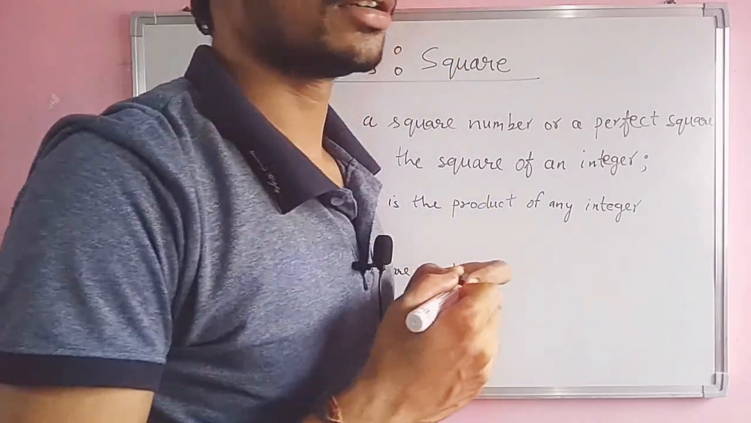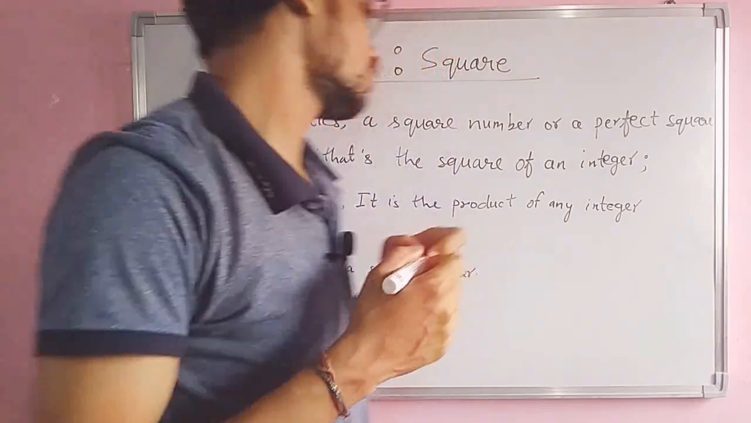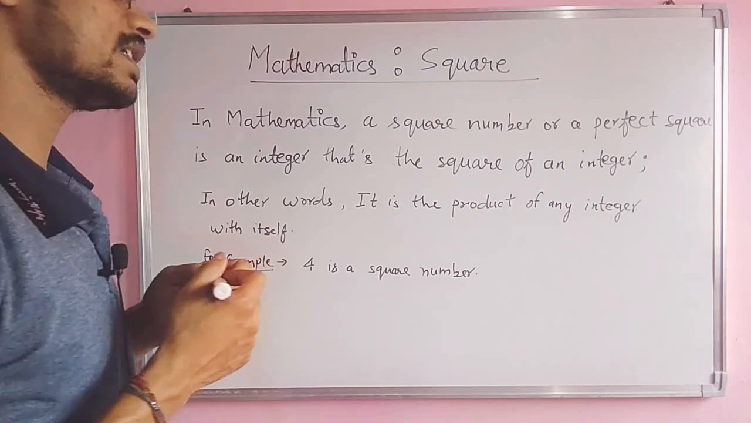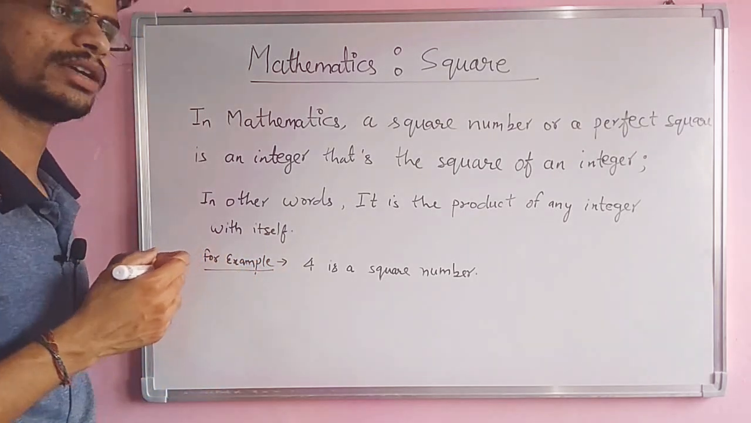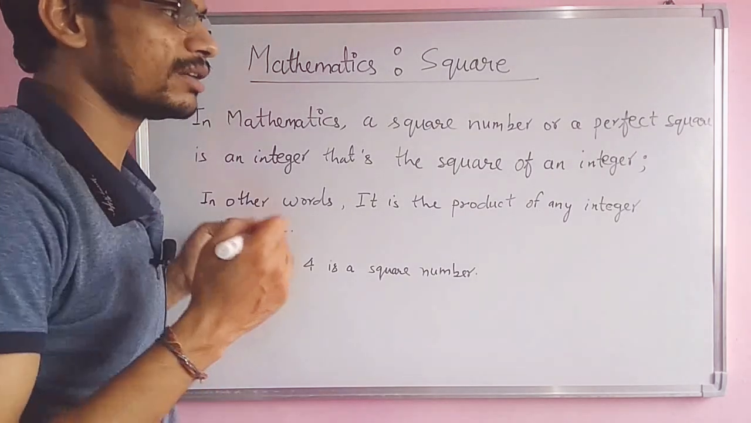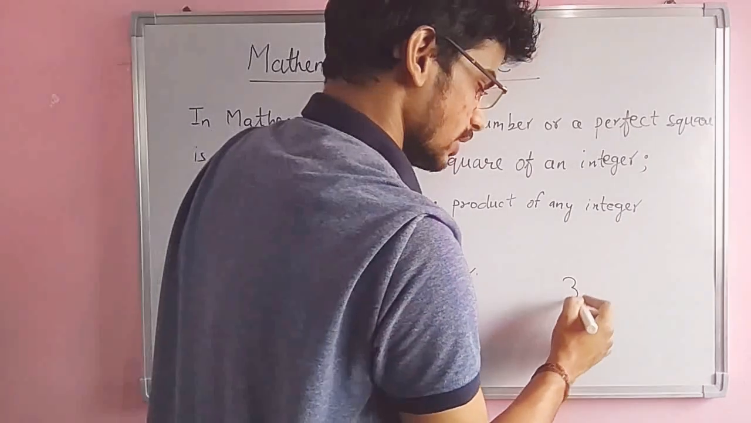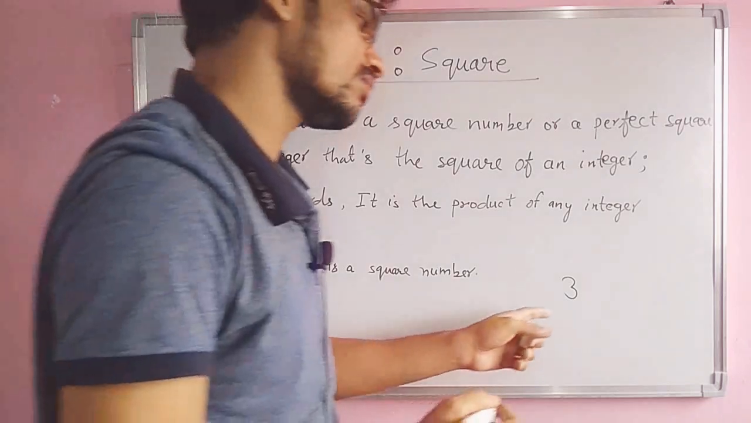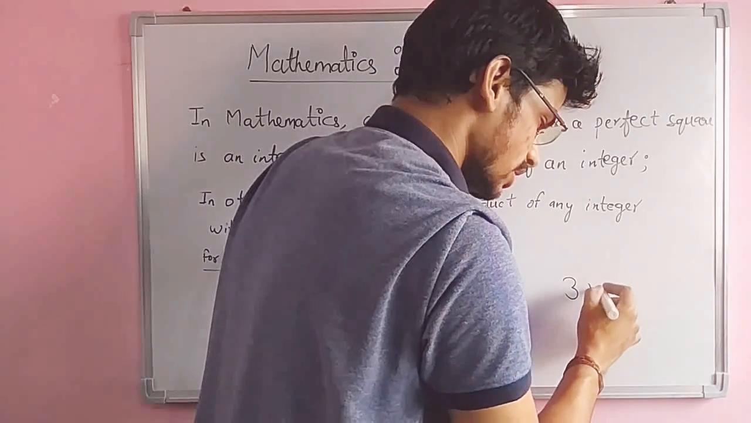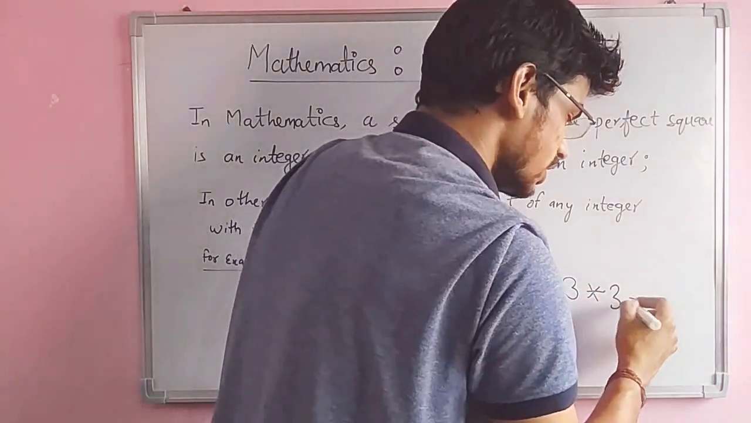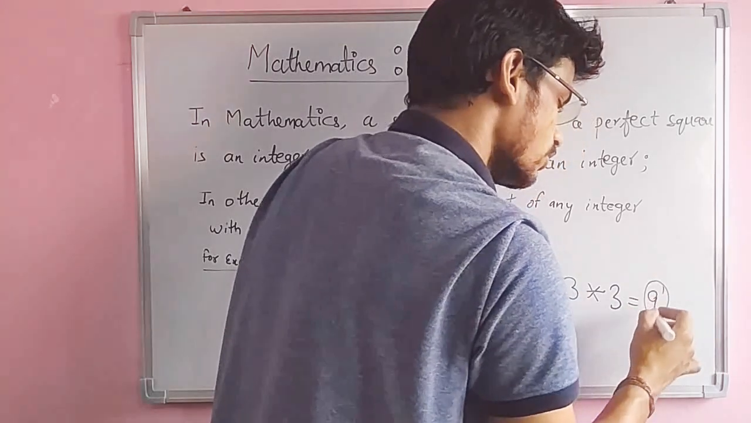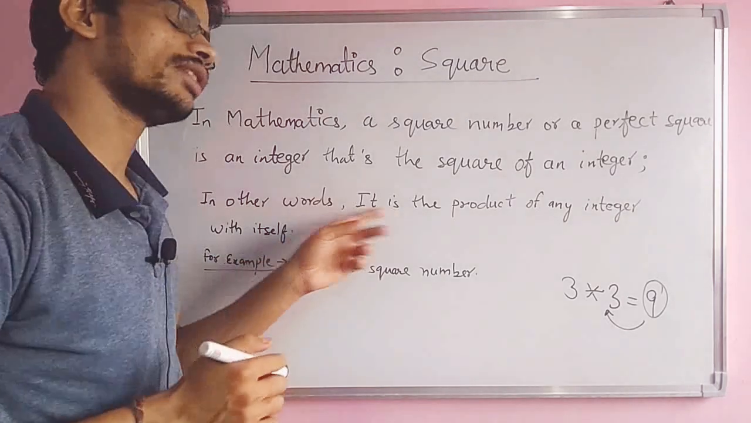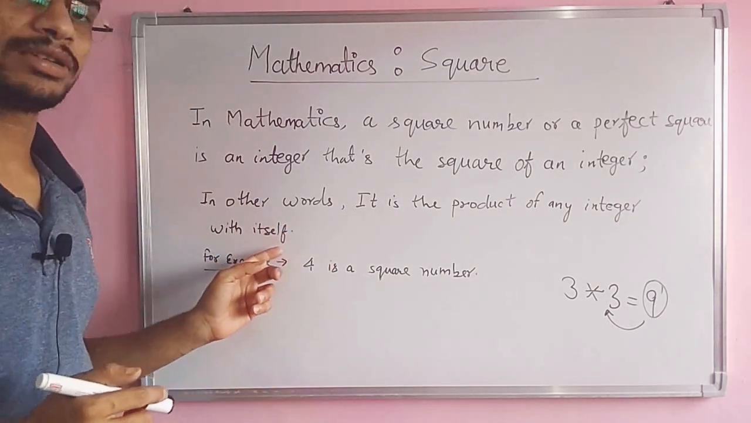Let's first see the definition of square. In mathematics, a square number or perfect square is an integer that is the square of an integer. If we have the number 3, then the square of this number is 3 multiplied by itself, that is 9. 9 is the square number of 3.